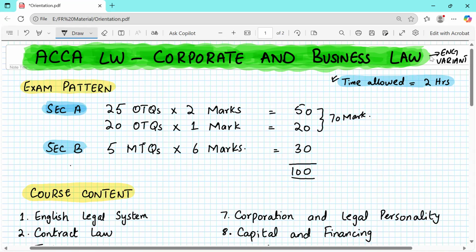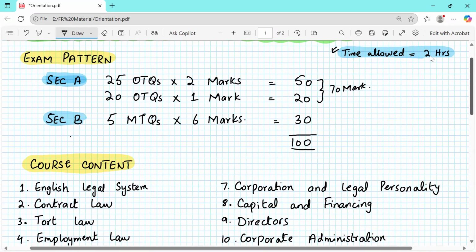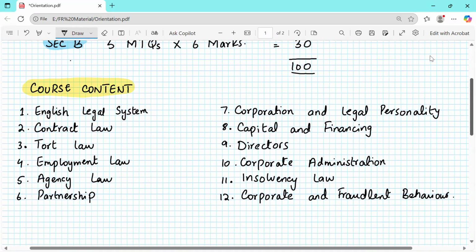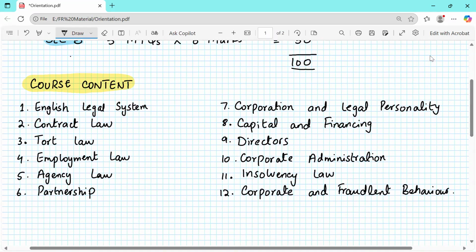Now let's quickly go through the course content of this subject, Corporate and Business Law, English variant or UK variant. So what are we going to learn in this? First of all, we are going to talk about the English legal system. We will discuss what is the legal system, and what are basically the sources of English law, the different types of English law, different types of courts. All of this we are going to discuss in chapter 1.